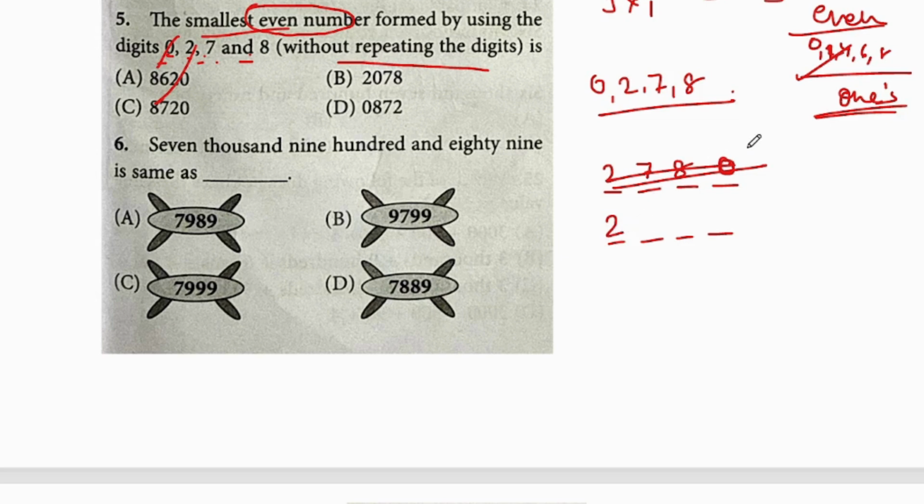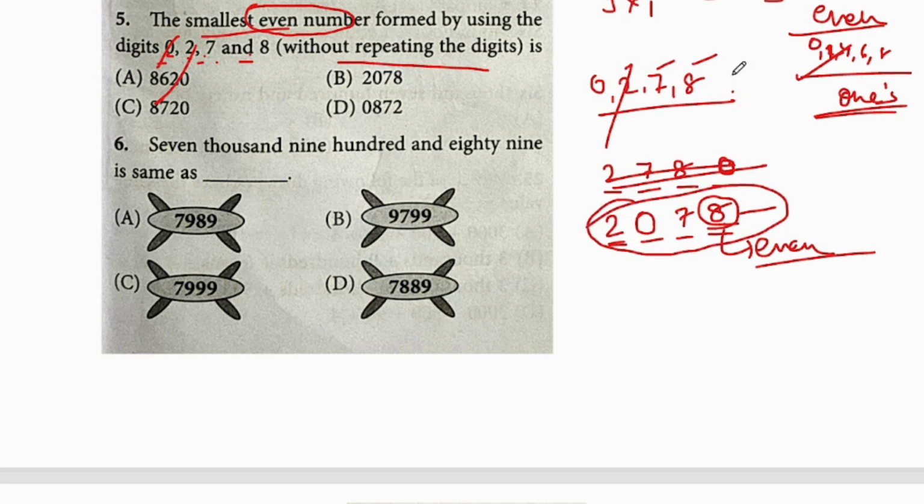right? 0 is there, you cannot start with 0, otherwise it will become a 3-digit number. So 2, right? After that, you should use 7 and 8. Smallest number between 7 and 8 is 7. So now you have at the ones place 0, 2, 4, 6, 8. It means this is an even number, and this is the smallest number because it starts with the smallest digit. I did not notice 8 here, so that was the mistake. Be very mindful. When you have to form the even number, 0, 2, 4, 6, 8 should be at the ones place.